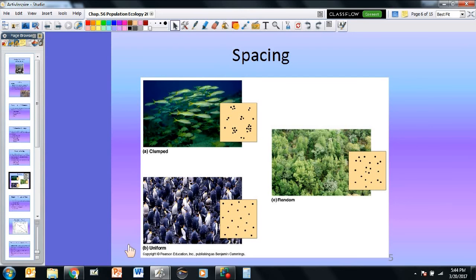You'll also find them together for social reasons. You'll see fish, like in the picture, schooling together to protect themselves from predators, or birds that flock together for social interactions, protection, or for mating.